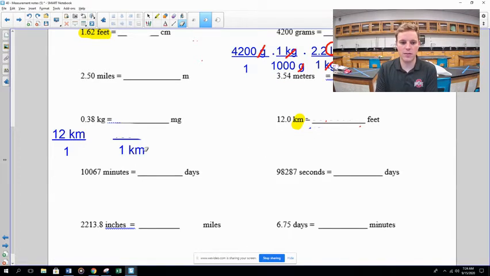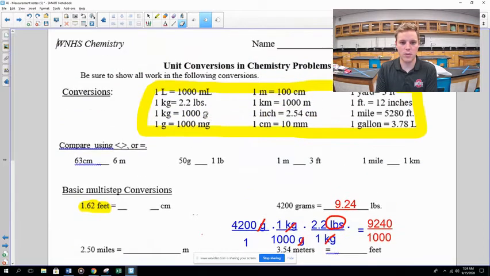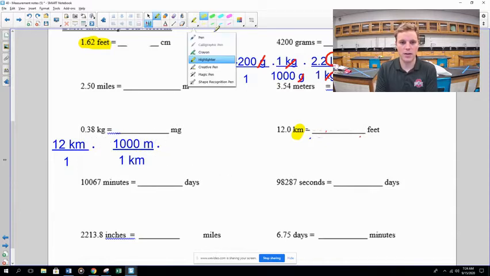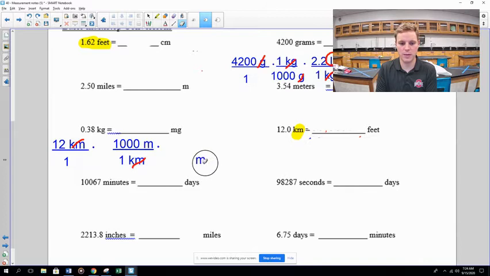If I want to get closer to feet, I can convert my kilometers to meters. Again, I'm using this guy up here. So I got 1,000 meters over 1 kilometer. Okay, so there go my kilometers. I don't want meters either, though, so I need to have meters on the bottom of my next one. Well, I can convert meters into centimeters. There are 100 centimeters in every meter.